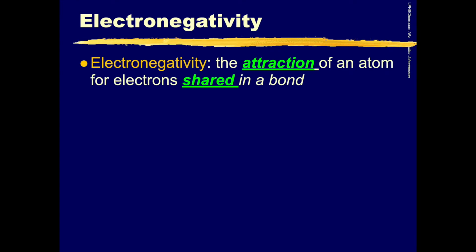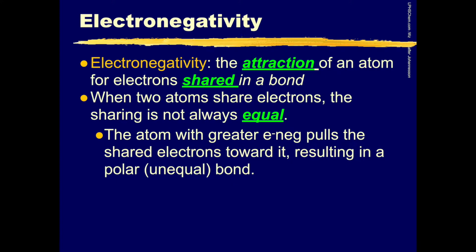Now, by definition, it's the attraction of an atom for electrons shared in a bond. Key word here that we need to understand is we're talking about electrons that are being shared. So, with these electrons that are being shared, what's important to recognize is that when atoms share electrons, the sharing is not always equal, right?